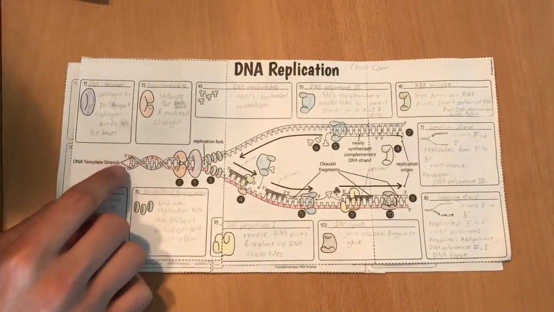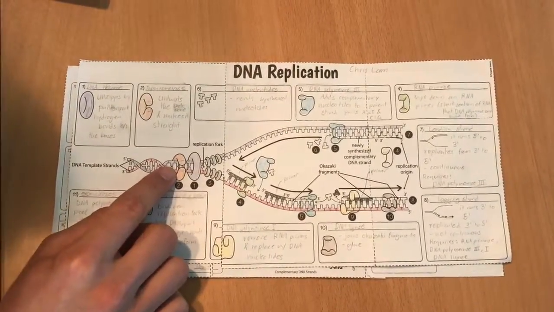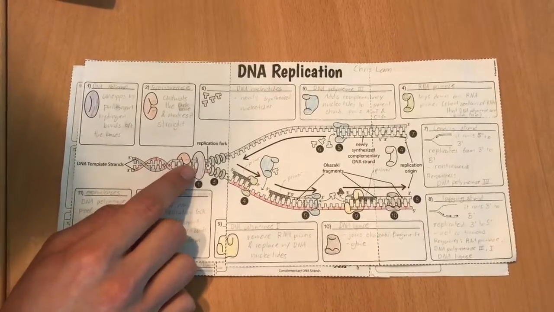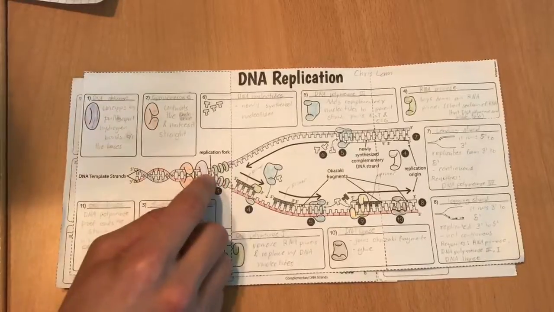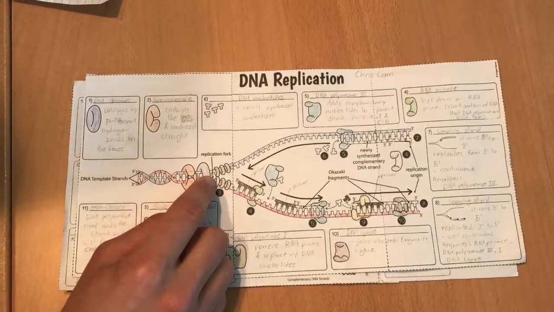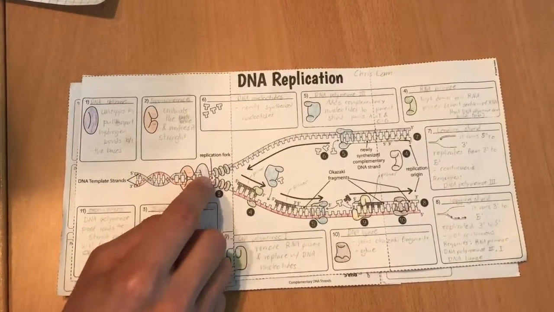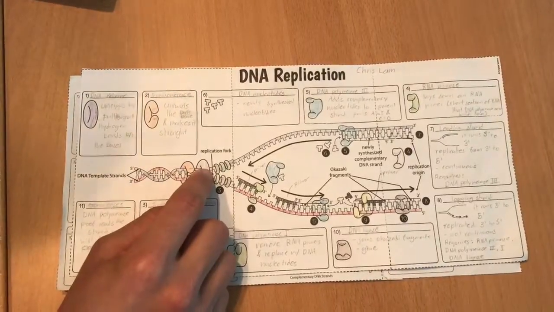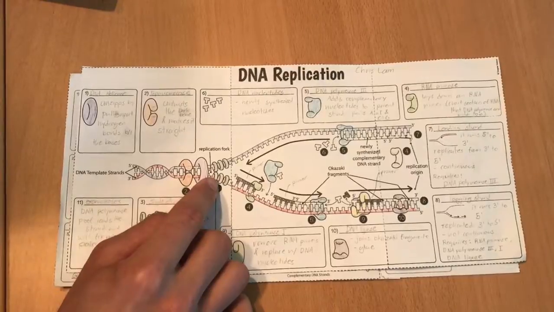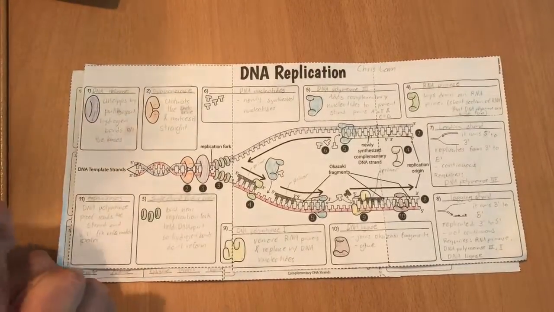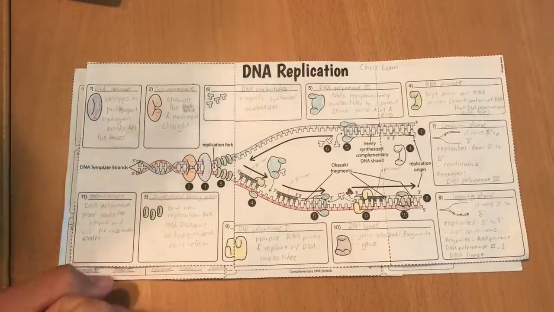So they are untwisted by topoisomerase. And then the helicase unzips the strands. And where they unzip is the replication fork. And the replication fork is where the hydrogen bonds are broken between the bases, and the single strand binding proteins hold the strands apart, so that way the hydrogen bonds do not reform.